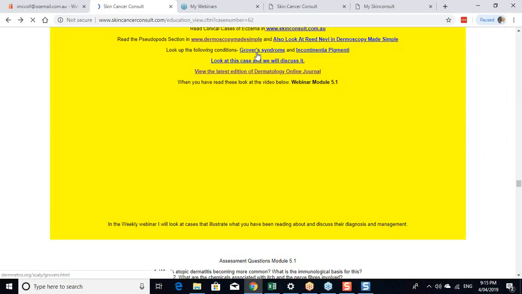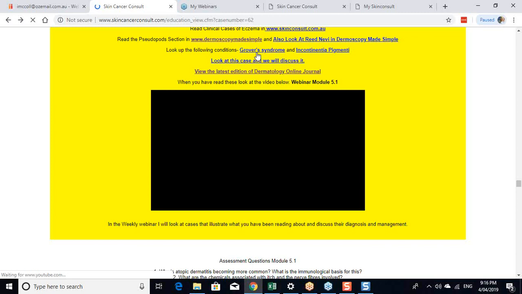There were these two conditions, Grover's and incontinentia pigmenti, that I wanted you to look at, but we've gone over Grover's many times in the past. The other name is transient acantholytic dermatosis, but it's often very persistent acantholytic dermatosis. Incontinentia pigmenti is a rare disorder, usually seen in children, usually seen in females, not seen in males. And it presents as blisters in lines of Blaschko in a neonate, and it'll be a female neonate.